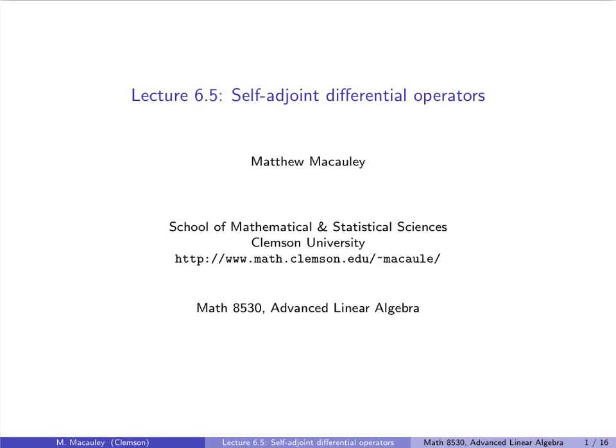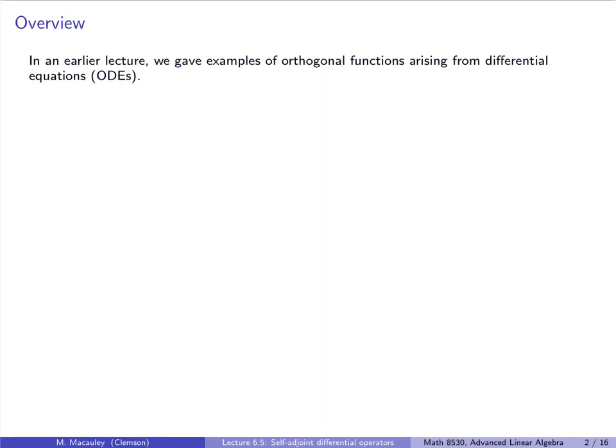Welcome to Lecture 6.5, Self-adjoint differential operators. In an earlier lecture, we gave examples of orthogonal functions arising from differential equations, or ODEs. We started with Fourier series, which involved sines and cosines, which were orthogonal with respect to a special inner product. Then we saw Legendre polynomials, and then Chebyshev polynomials.